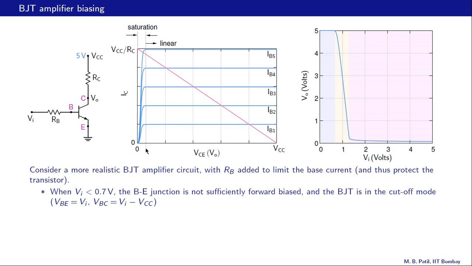Where are we in this figure? The base current is 0, so that means there is one IC curve coinciding with the x-axis here, and that is where we are. The operating point then is the intersection of this IC VCE curve and the load line, that is right here. So our VCE is the same as VCC. We have not yet reached 0.7 volts or the turn on voltage for the transistor, and VO is then VCC, which is 5 volts here. This is VI and that is VO.